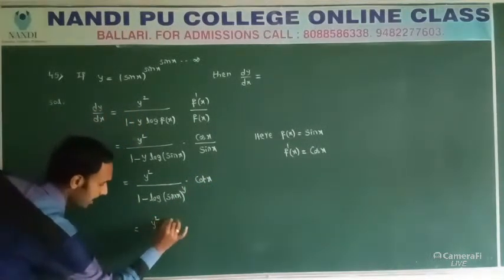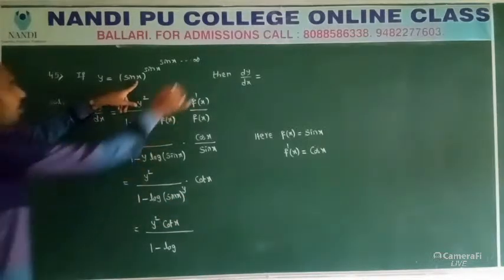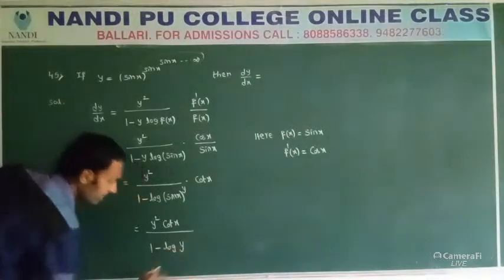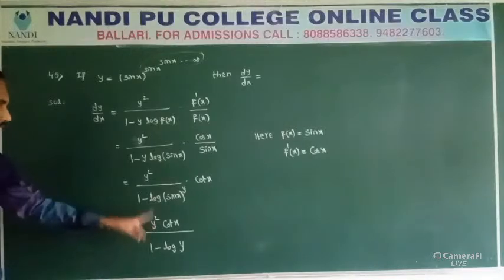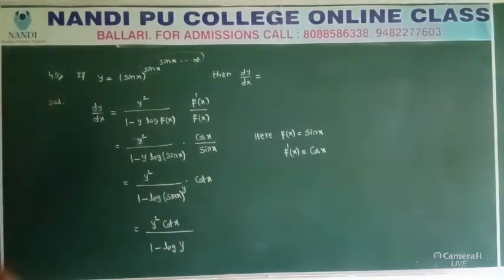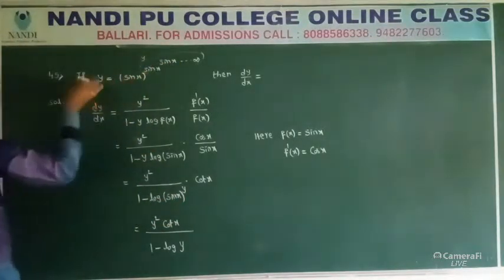So dy/dx is equal to y square into cot x divided by 1 minus log of sin x, where (sin x) to the power y, the given function, is y. So that is the option's answer: y square into cot x by 1 minus log of sin x, where (sin x) to the power y is the given function y. So that is dy by dx. Right, note it.